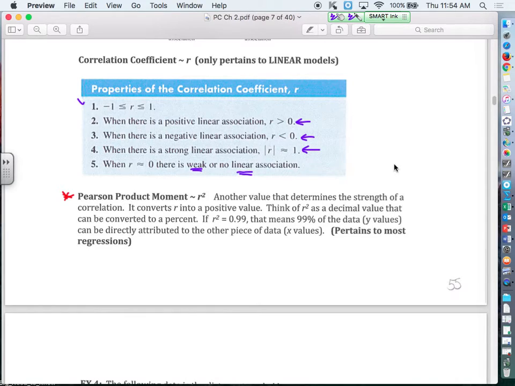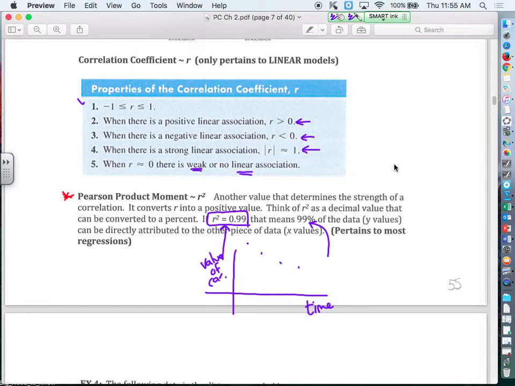If we take that same R value and square it, you're going to get a decimal that's less than or equal to 1. So if you get an R squared value of 0.99, if you convert that to a percent, it'll give you 99%. What that means is 99% of the Y value can be directly attributed to the X value. So here's an example for you, that previous one there. This was time, and this was the value of the car.